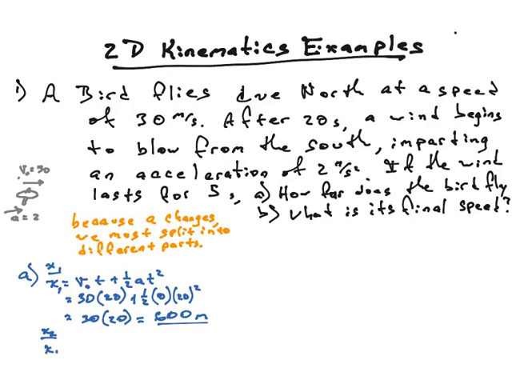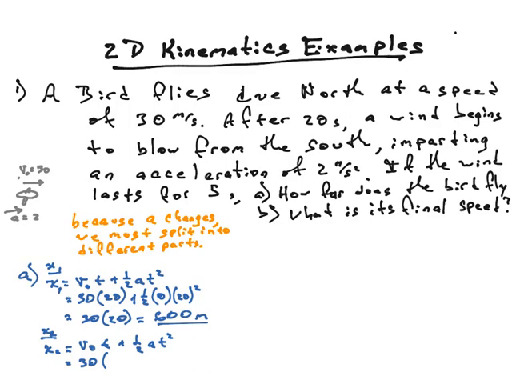So again, x2 this time is v naught t plus 1/2 at squared. What's the initial velocity? Well, let's think. The bird was flying, there was no acceleration, and he was originally moving at 30, so by the time the wind just starts to blow, he's still moving at 30. That hasn't changed. So his initial velocity is still 30.